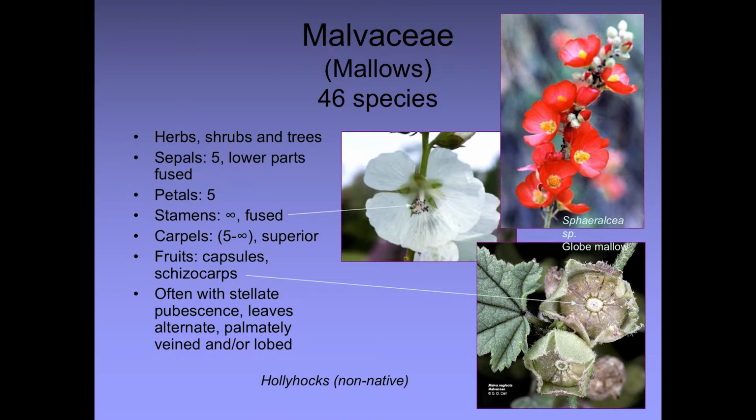Malvaceae, the mallows, 46 species. Again, herbs, shrubs, and trees. Sepals 5, and often the lower part is fused, so they're just separate at the top. Petals 5, stamens can be multiple and often fused together. The common one we see around here is our beloved hollyhock, which is not native, but it is in the mallow family. Where are they from, do you know?